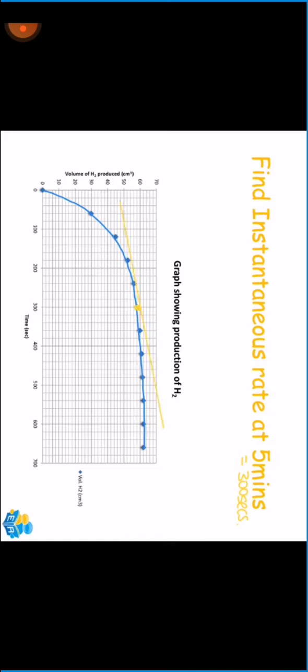Once you have the tangent drawn, you need to measure the slope of the tangent. To measure the slope of the tangent, I'm going to do the rise over the run. I can clearly see that my rise starts at about 52 and finishes at 66. So that means my rise is 14. And my run here starts at 100 and it finishes down here at about 420. So I know that the run there is 320. If I have the rise over the run, that gives me the slope, and the slope is the instantaneous rate. So my rise is 14 and my run is 320. So that means the instantaneous rate at 5 minutes, or the volume that is produced at exactly 5 minutes, is 0.04375 centimeters cubed per second.